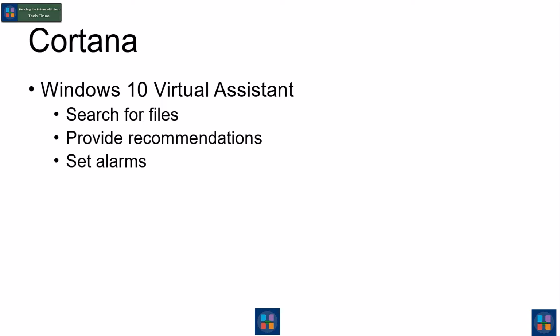But regardless, Cortana is the Windows 10 virtual assistant. You can use Cortana to search for files, to provide recommendations. You can say, "Hey, where's a cool restaurant near me?" And sometimes Cortana works. You can also use Cortana to set alarms on your computer and stuff like that. All of this stuff you can do manually yourself as well. Cortana is meant to make it easier for you to do that.